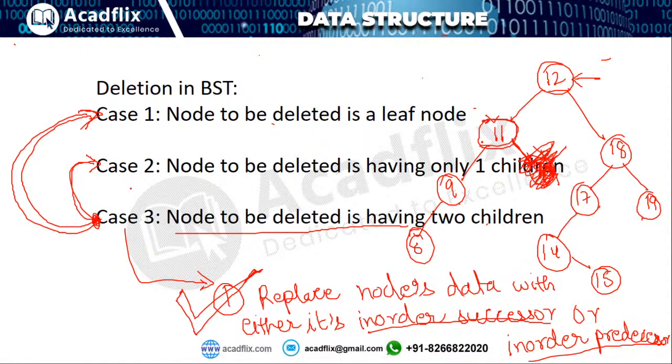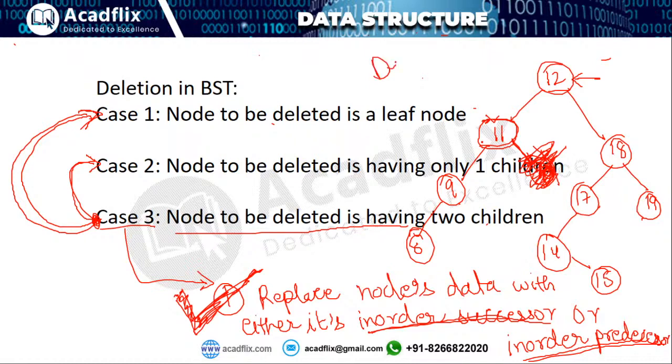Okay, so I'll just rediscuss this particular case. This particular case third was that when my node is having 2 children. So in case my node is having 2 children, then I will replace that particular node's data with its in order successor, or I'll replace that particular node's data with its in order predecessor. Now if I perform this particular step, then my case third will be reduced to case 2 or it will be reduced to case 1. How? We will actually see.